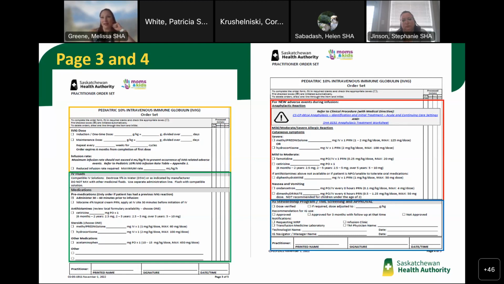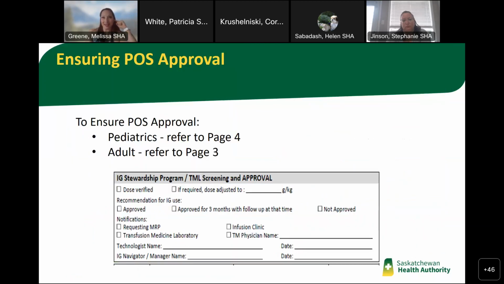The last box on this page is probably the one we want to highlight the most. It's the IG Stewardship Program TML. TML stands for Transfusion Medicine Lab Screening and Approval box. So you will notice it looks very similar to the adult one. On the adult, the box is on page 3, and on the pediatric, it's on page 4.